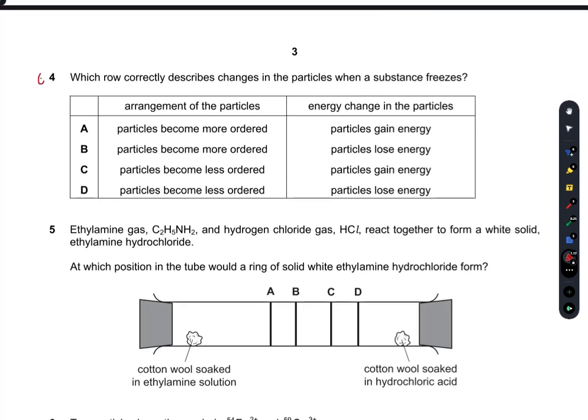So question number 4. Which row correctly describes changes in the particles when a substance freezes? So when a substance freezes, the energy change in the particles is that particles lose energy. They do not gain energy, otherwise they would have been in a heated state. So A and C are incorrect. Whereas the arrangement of the particles becomes more ordered because their kinetic energy now reduces. Their kinetic energy reduces, their potential energy increases, they become more ordered as the particles lose energy. So B is our right option.